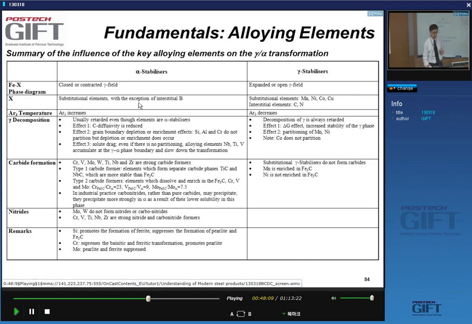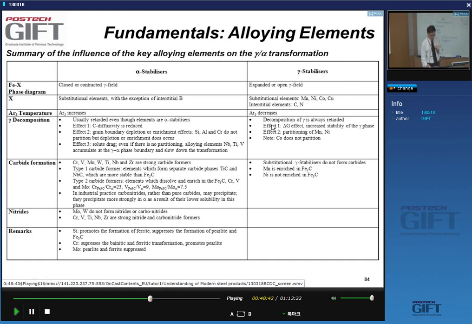Whereas there are no alpha stabilizers, except maybe interstitial boron, the main gamma stabilizer is carbon and, to a lesser extent, nitrogen. Again, you add these elements, you usually retard the transformation, just as you retard the transformation when you add alpha stabilizers. And what are the effects?